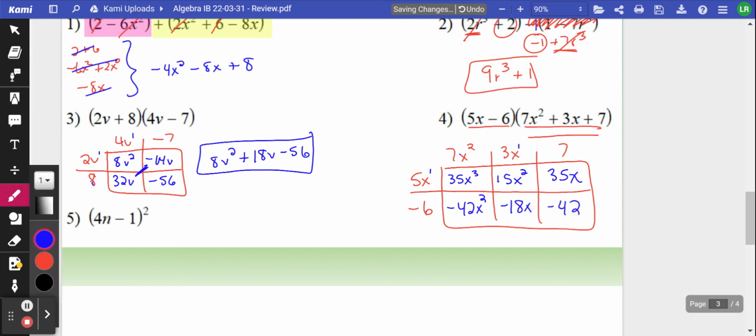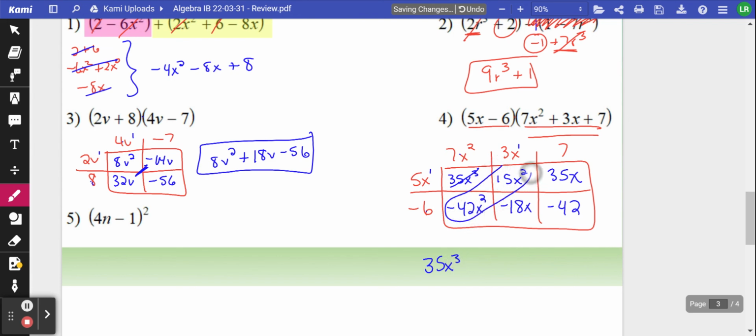I'm done multiplying. I'm going to transition to adding up my like terms. So x to the third is first because that's the biggest exponent. Then my x squareds, these 2 go together. Negative 42 plus 15, that would be negative 27. The x's here get added up. Negative 18 plus 35, that would be positive 17x minus 42.